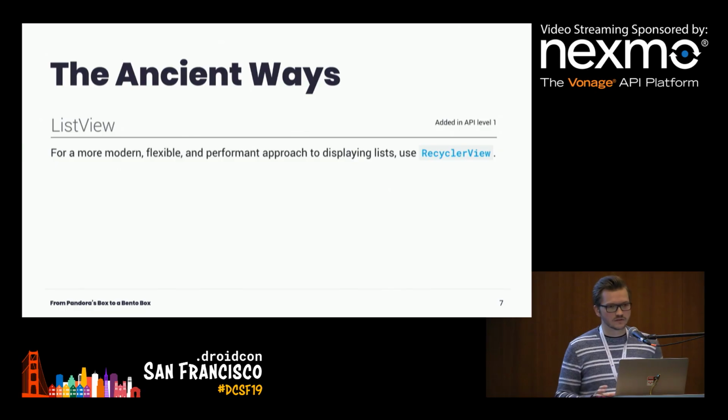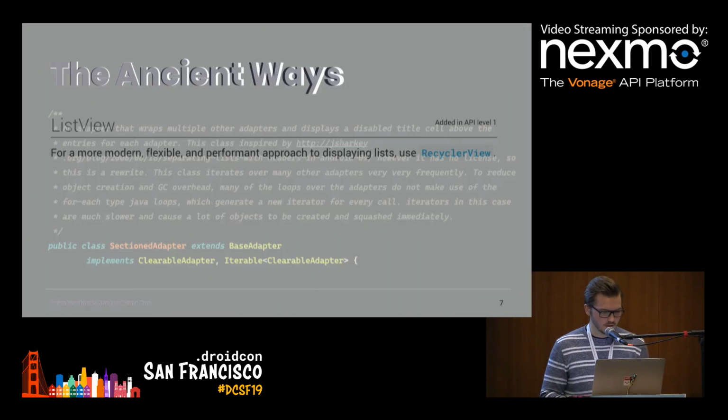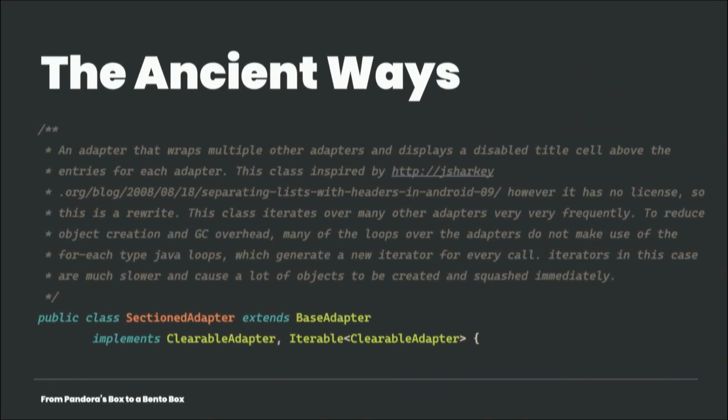And if we wanted to switch to a RecyclerView, we would probably have to do it in a way where we made the migration all at once. And that is typically very costly and prone to scope creep and other things. And so what we had for our list adapters was this thing called a sectioned adapter.